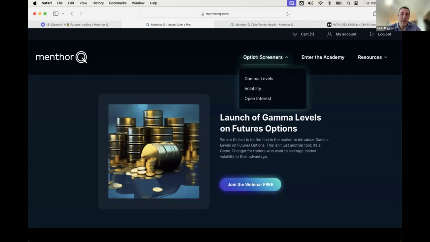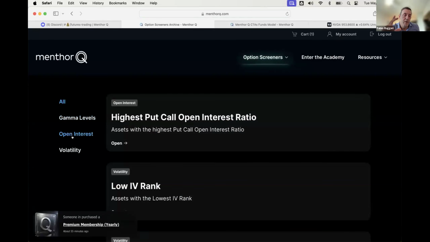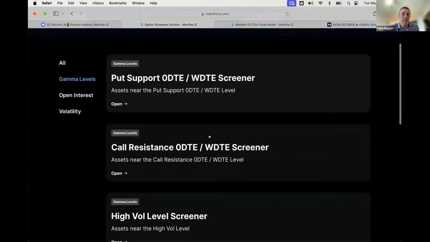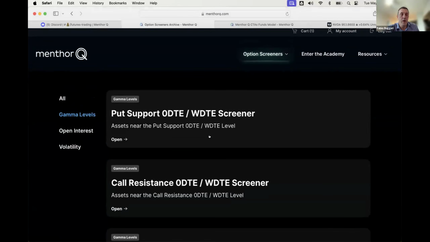The scanners are available through our website. Once you log into your account, you will have access to the option screeners. By clicking here, you now have 3 types of screeners, but we're going to add more. The first one is really gamma levels. This goes into the ability of being alerted when certain stocks reach an important gamma level. For example, Patrick trades a lot of those levels, like the put support and the call resistance.